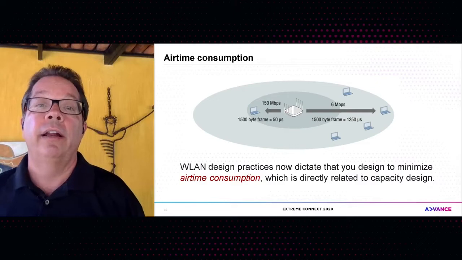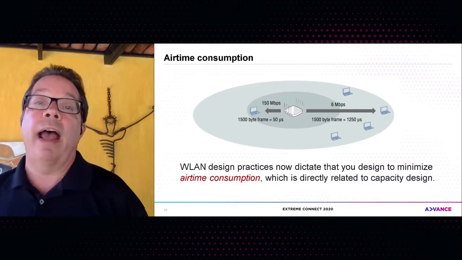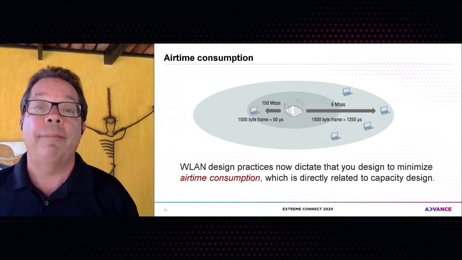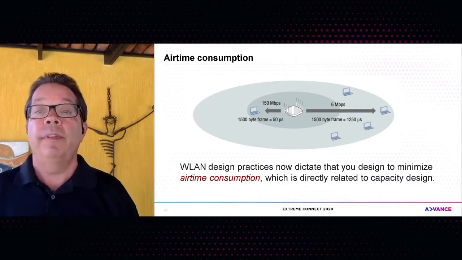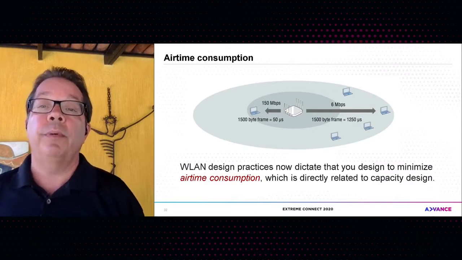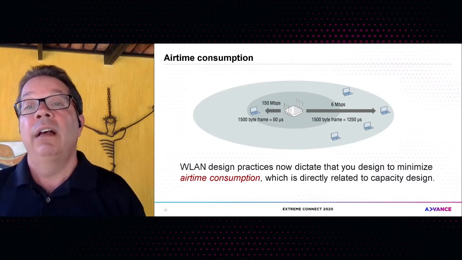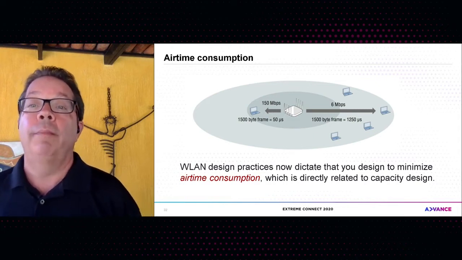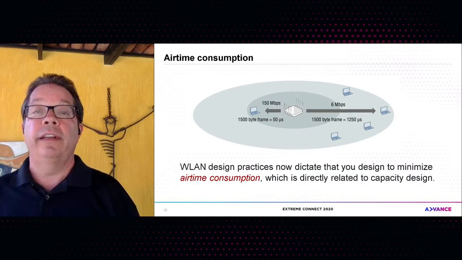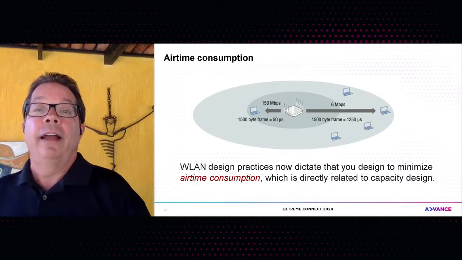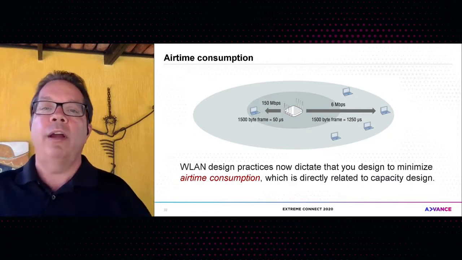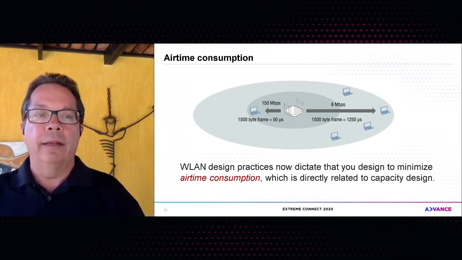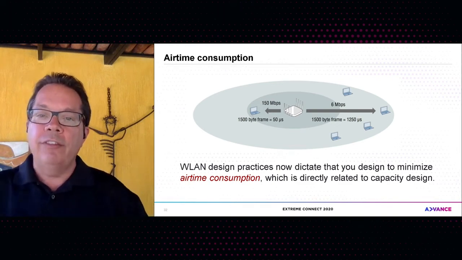If you look at this diagram right here, an AP might be sending a downlink frame to a laptop at 150 megabits per second, and it only takes 50 microseconds to send that frame. But that same size 1500 byte frame sent downlink to a client connected at 6 megabits per second might take 1250 microseconds. That's well over 10 to 15 times higher amount of airtime. So if it's taking more airtime to send the same frame, what do you think all the other clients on the AP are doing? They're waiting, because it's a half duplex medium, and that brings everybody down.